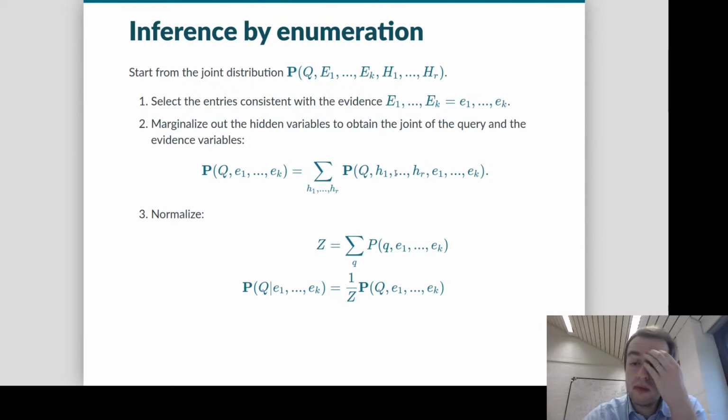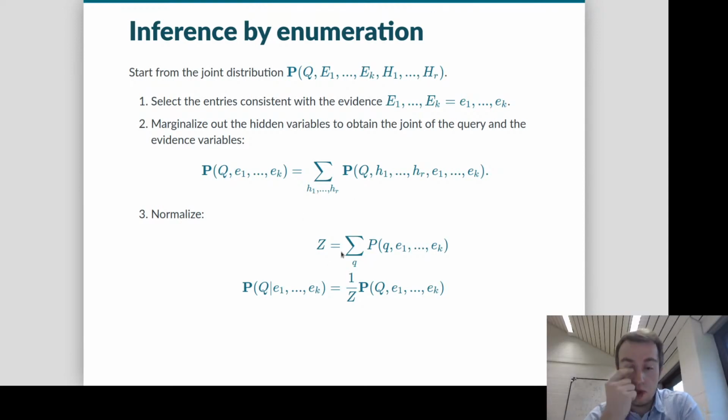So for each unique combination of Q and the evidence, you would have several other values for the hidden variables, and you would just aggregate them all by summing them into a single distribution. And finally, what you would obtain then is not yet a proper distribution, because the probability values would not necessarily sum to 1. So you need to normalize the values.